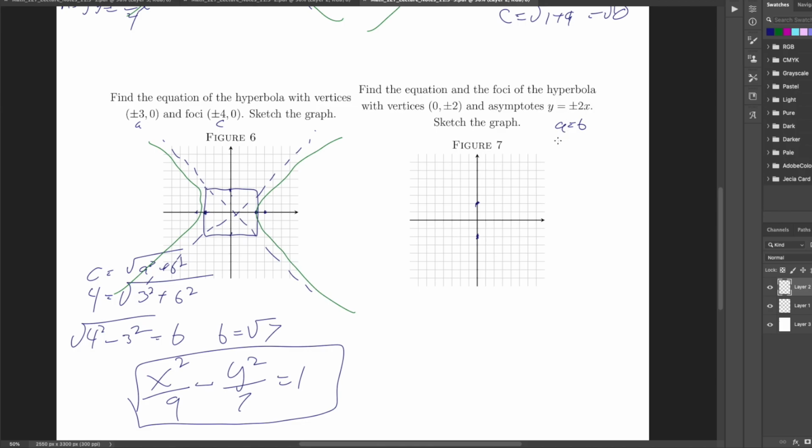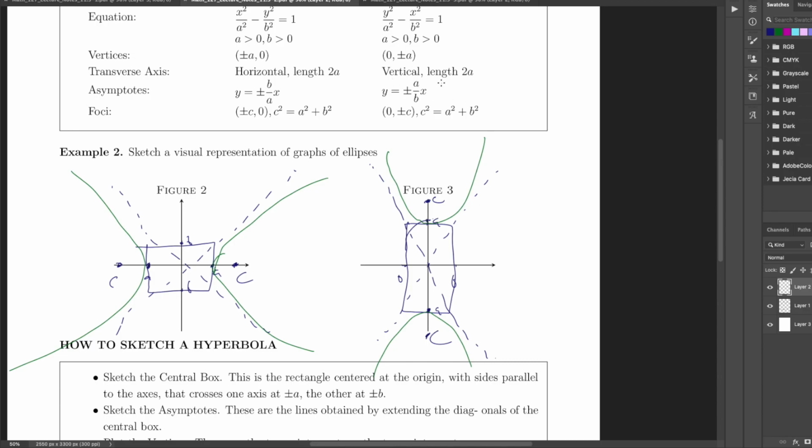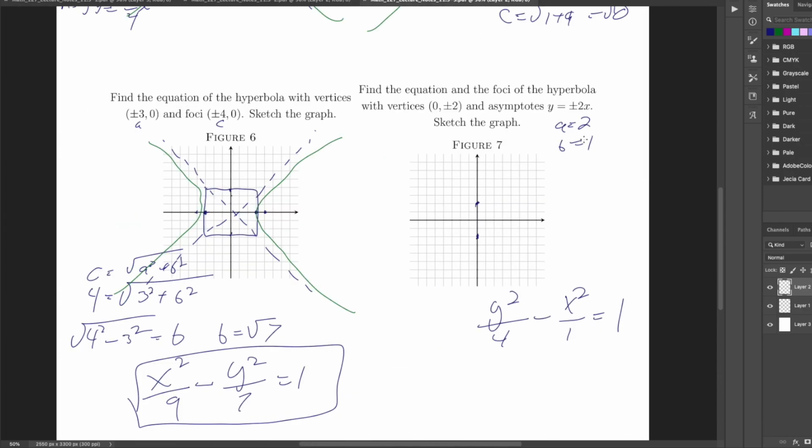Here, if it's 2 over 1, that means, oops, that is not a 2, that means b equals 1. So we can quickly write this down. So we have y squared over 4 minus x squared over 1 equals 1. And the reason we know, here we have plus or minus 2, but if we just look right here, we can figure out that b must be 1. Okay, so here we go. We found the equation.